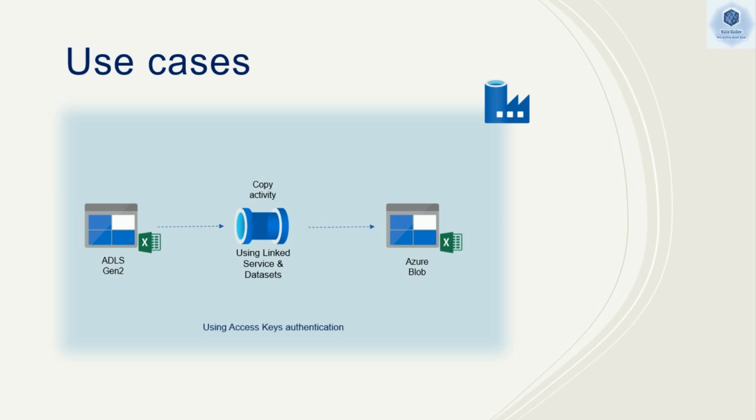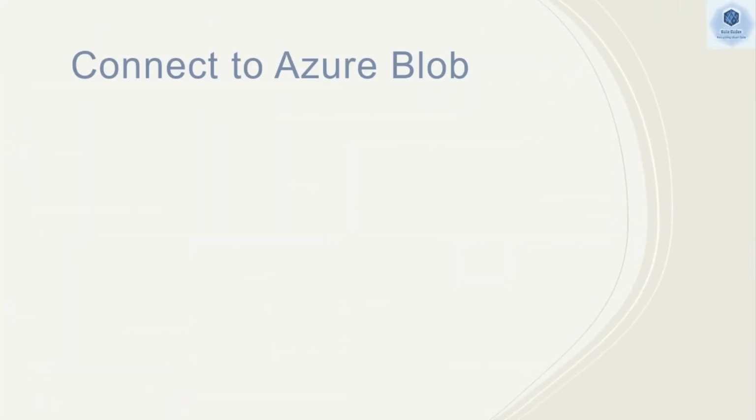There are several kinds of authentication available in the linked service to connect to the blob or ADLS Gen2 account. We are going to access those files with the help of access keys. So let us follow the procedure.